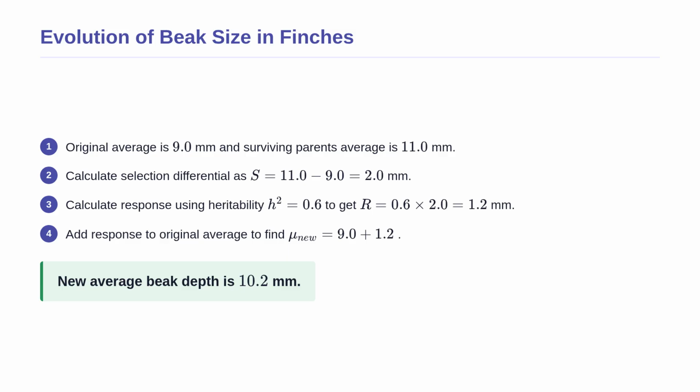Next, we multiply this by the heritability, which is 0.6, to find the evolutionary response, R, yielding 1.2 millimeters. Finally, we add this response to the original population average. The new average beak depth for the next generation is 10.2 millimeters.